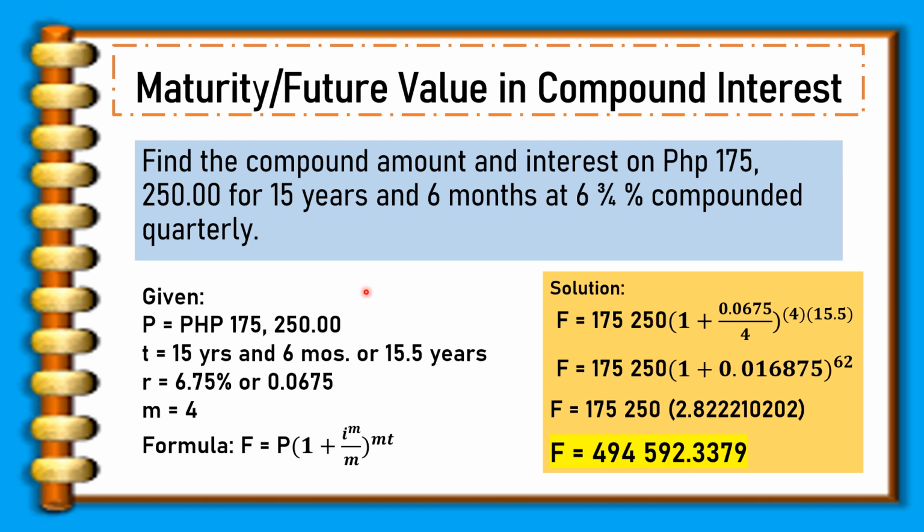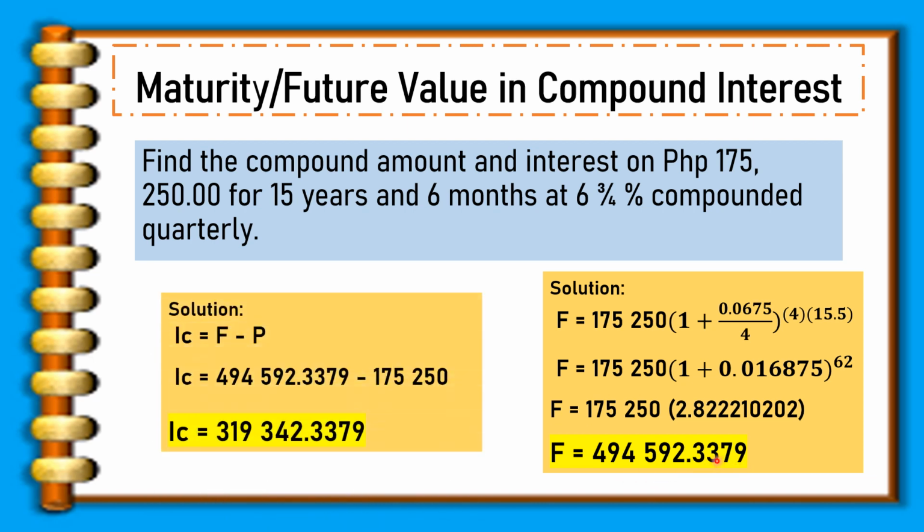494,592.3379. So after 15 years and 6 months at 6 and 3/4% compounded quarterly, your 175,250 pesos will become 494,592.3379. Then your compound interest is future value minus present value. It will give you 319,342.3379.